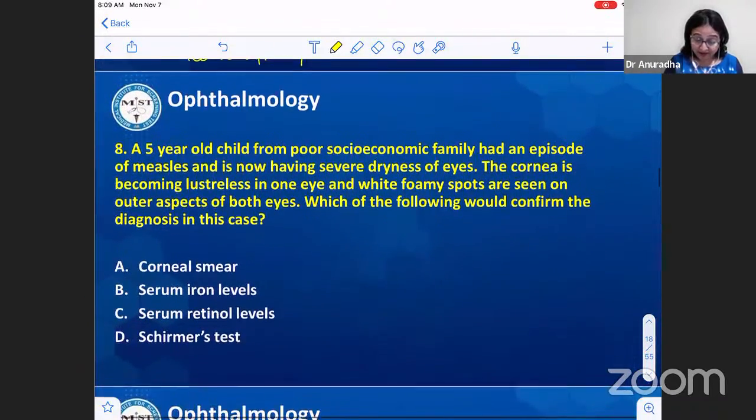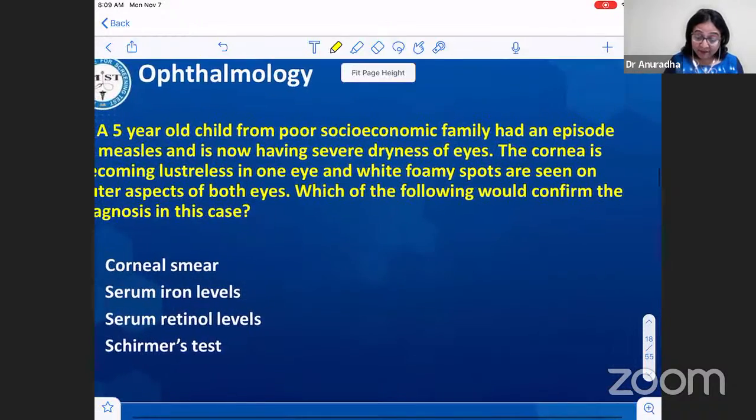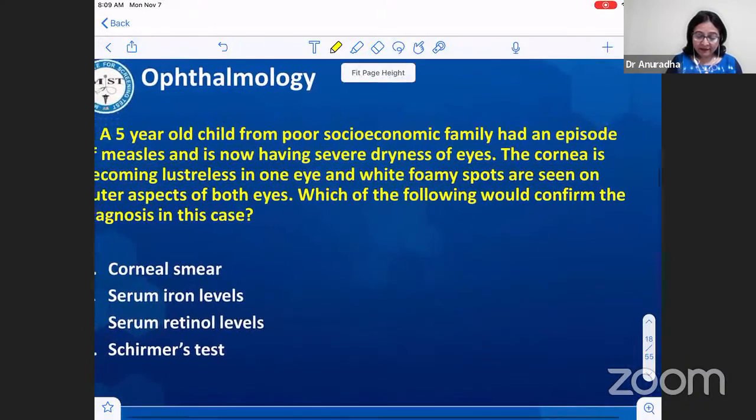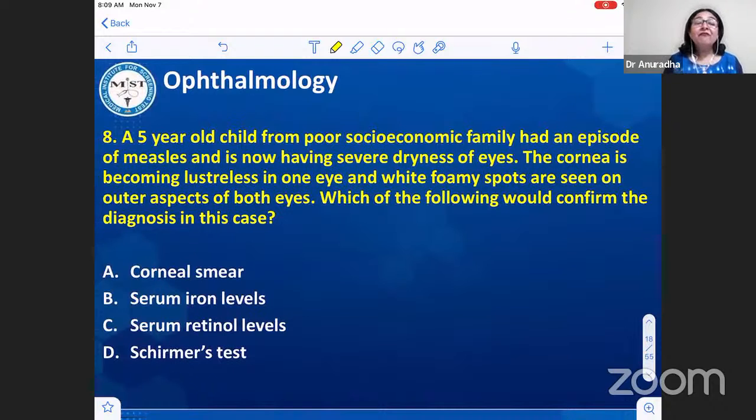Again, a very common one. Again, a very easy one, but a favorite with the examiner these days. So let's read the question statement. A 5-year-old child from a poor socioeconomic family had an episode of measles and is now having severe dryness of the eye. Poor socioeconomic family means the child is more likely to have malnourishment. Measles again tends to give you a lot of nutritional deficiencies and immunosuppression.